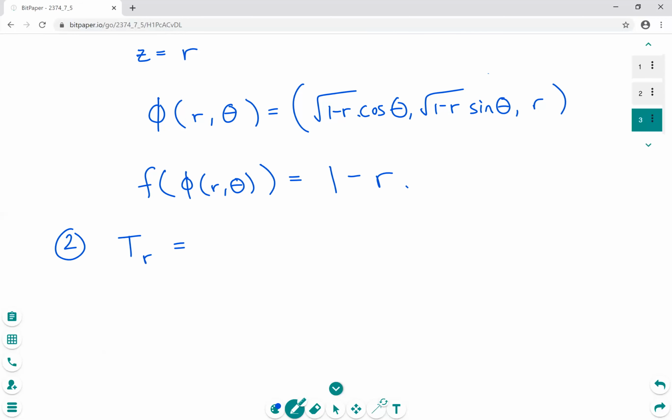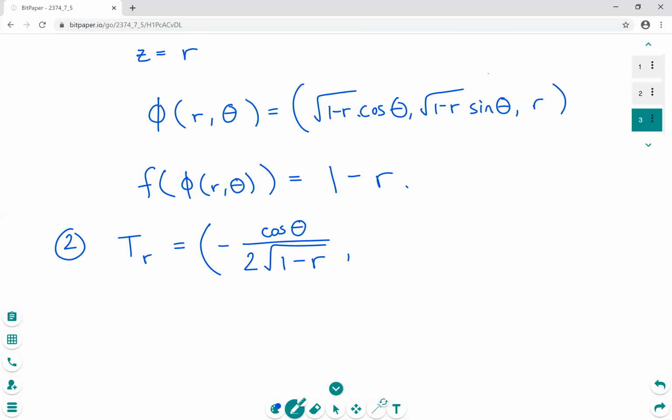So T r, differentiating with respect to r now. So square root of 1 minus r is like the 1 minus r to the 1/2. So we get a 1/2 and a negative from the chain rule because 1 minus r is on the inside. So negative the 1/2 puts 2 on the bottom. And then we're left with 1 minus r to the negative 1/2. So square root 1 minus r is now in the denominator. And then the cosine theta is just a constant multiple. So it hangs out on top.